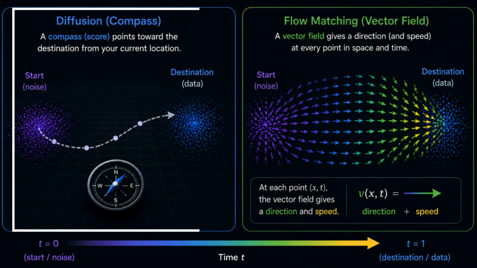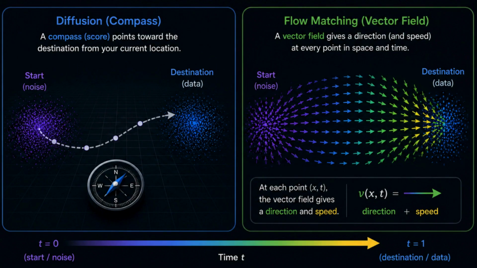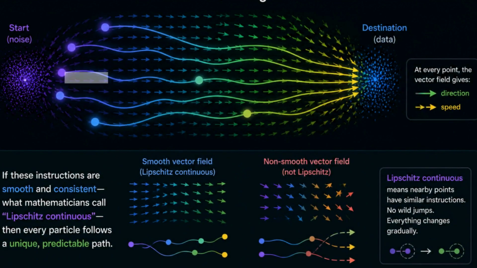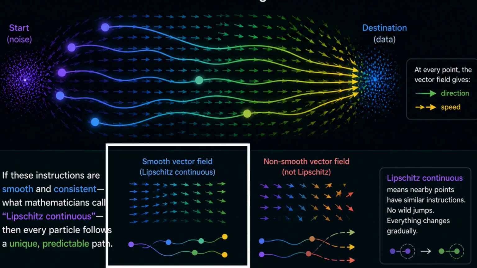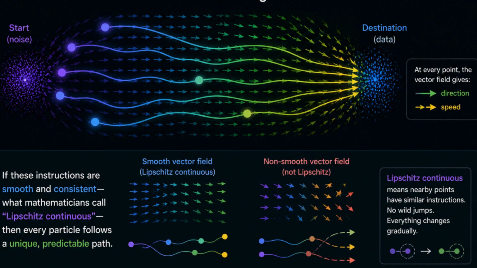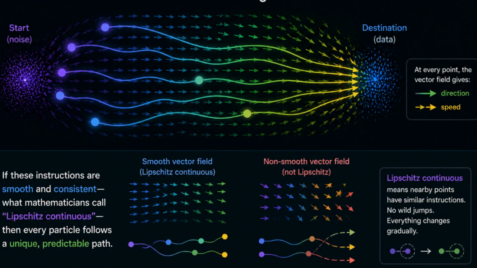In diffusion, we used a compass to find the way. In flow matching, we provide a vector field. A vector field is like a set of GPS instructions for every point in space and time. It tells each particle exactly which direction to move and how fast to go. If these instructions are smooth and consistent, what mathematicians call Lipschitz continuous, then every particle follows a unique, predictable path.